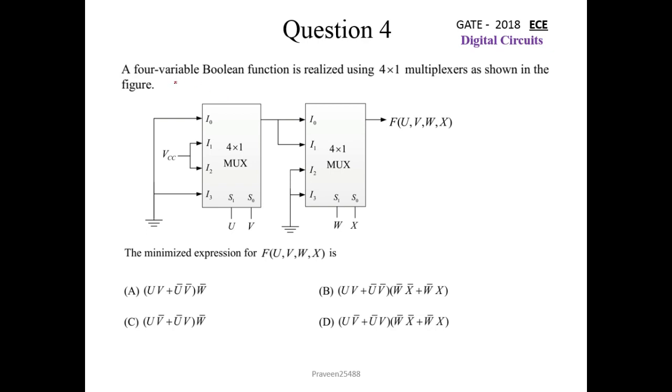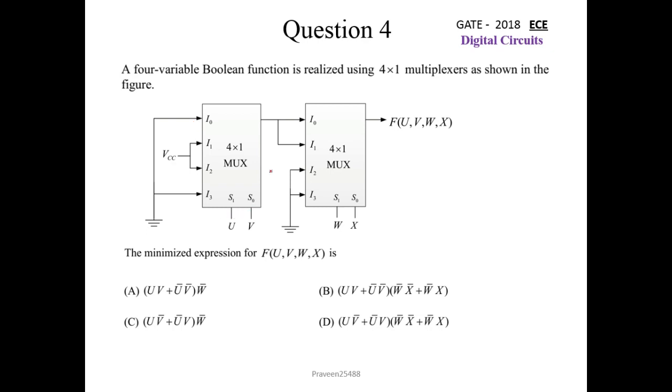Next question we have: a 4 variable boolean function is realized using 4 cross 1 multiplexers as shown in the figure. The minimized expression for f of u v w x is. So we know the multiplexer in which u and v are select lines, and for the 4 combinations of select lines, each is multiplied by its input, and their sum is placed at the output. So here we'll see that for these two combinations I0 and I3, the input is 0.